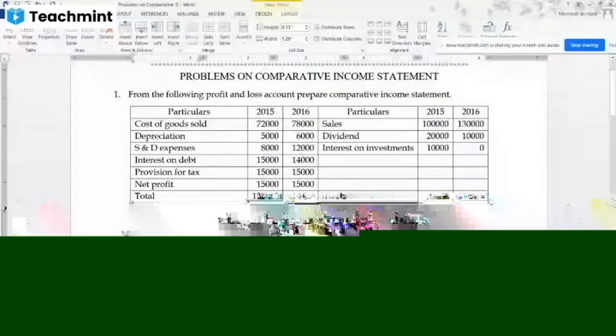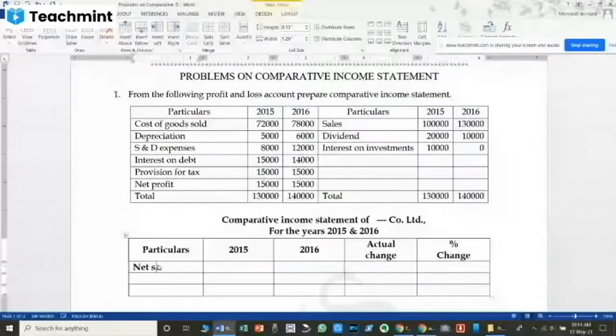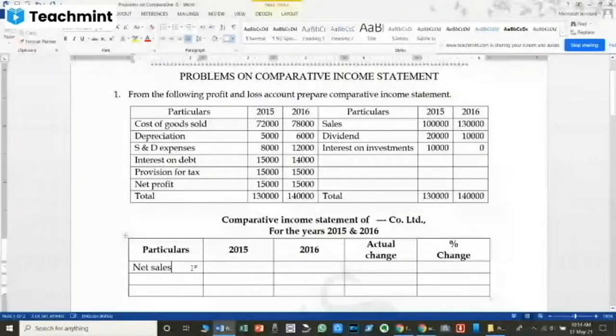What is to be taken? First one is net sales. What is the formula for sales? Sales minus sales returns.